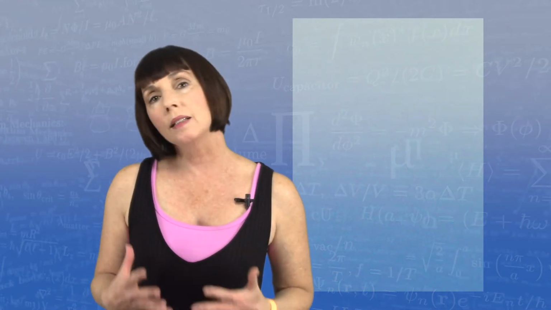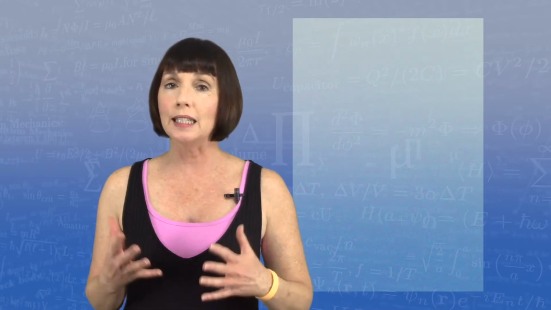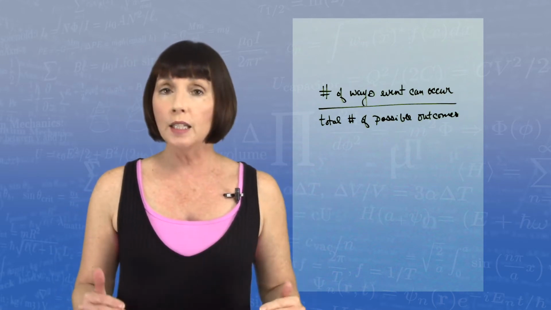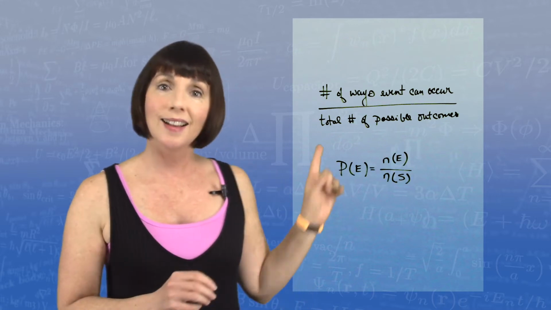Today we're doing an introduction to probability. Probability is the mathematical study of random patterns. In very basic terms, the probability of an event occurring is equal to the number of ways the event can occur divided by the total number of possible outcomes. And we write that like this.